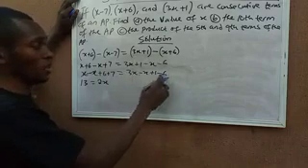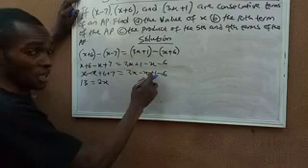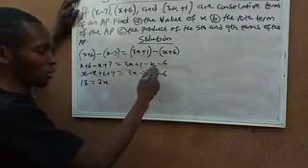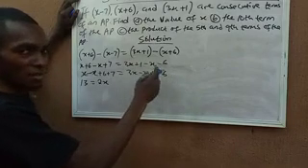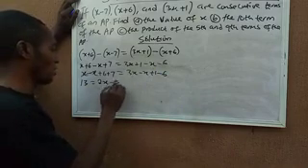I always say anytime you have a problem like this, with a negative and a positive number, or a negative sign and a positive sign, you just have to subtract. 6 minus 1 is 5. What's the sign that the bigger number is carrying? It is minus, so you also have minus 5.